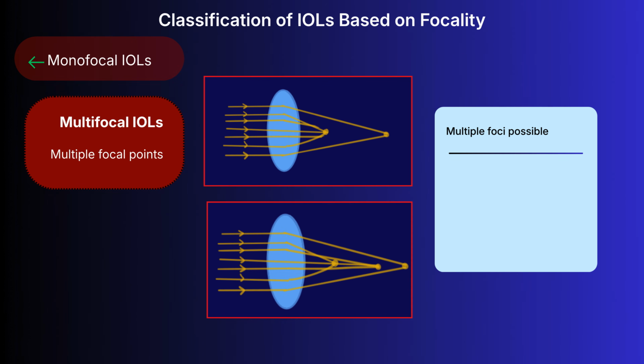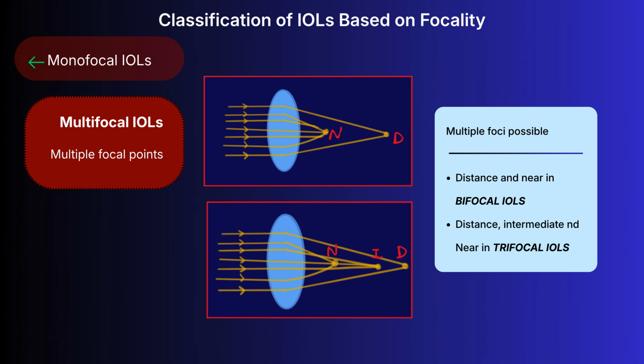Then we have the multifocal IOLs. These lenses will create multiple focal points. This allows the eye to focus at more than one distance, such as distance and near, or sometimes distance, intermediate and near as well, based on which multifocal IOLs can be bifocal or trifocal IOLs.